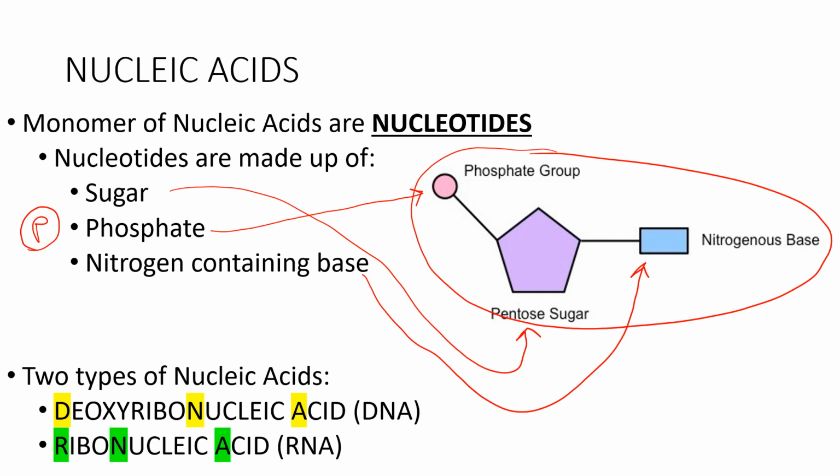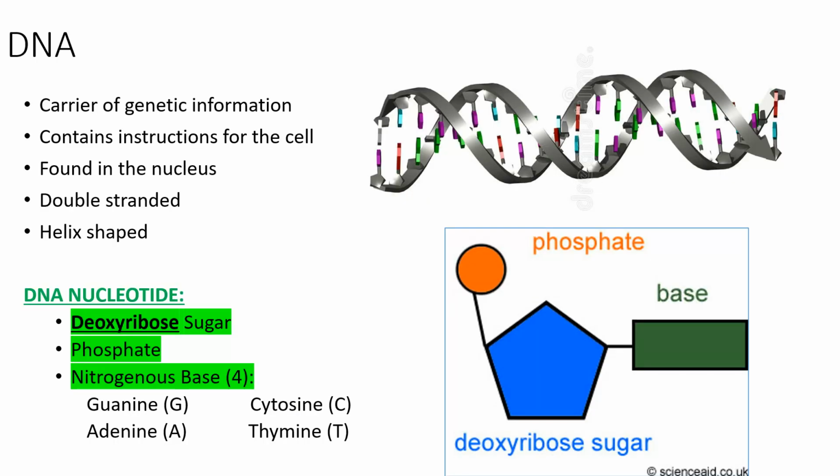And there are two types of nucleic acids. One type is called deoxyribonucleic acid, also known as DNA, and you can see that the DNA is embedded in the name there. And then ribonucleic acid, which is also known as RNA. So you've probably heard of DNA and RNA, but didn't know they were nucleic acids made up of nucleotides.